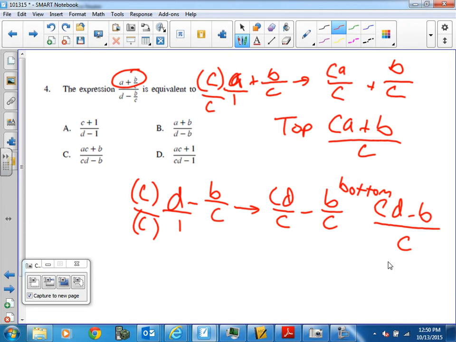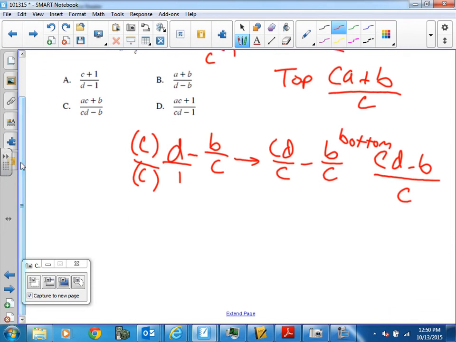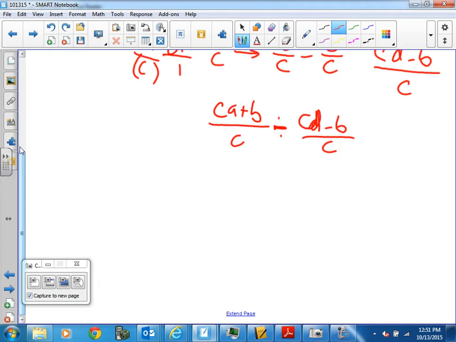Okay, so now we have a top and a bottom. Now I can write it as CA plus B all over C divided by CD minus B all over C. That's just rewriting it. Now I'm going to write it as multiplication and flip the second one. So CA plus B all over C times C over CD minus B.